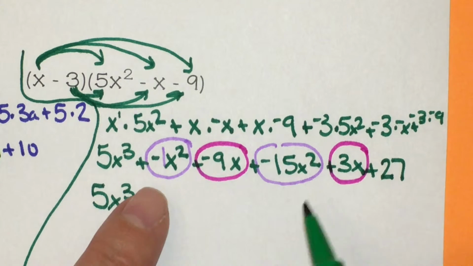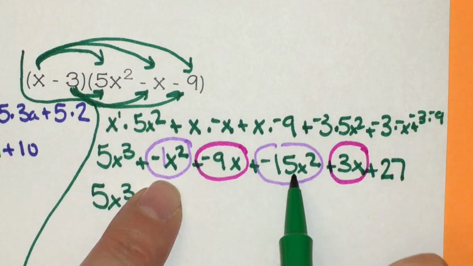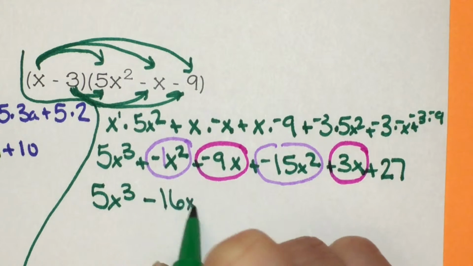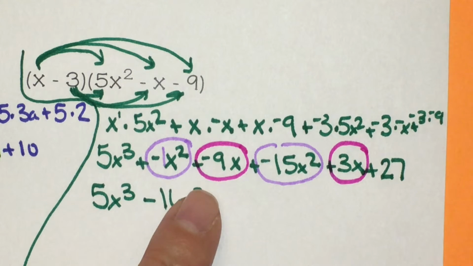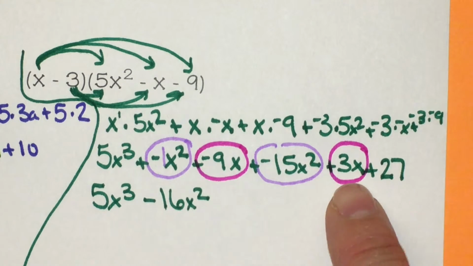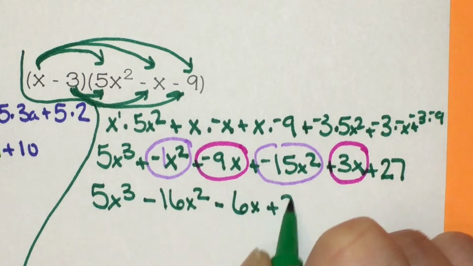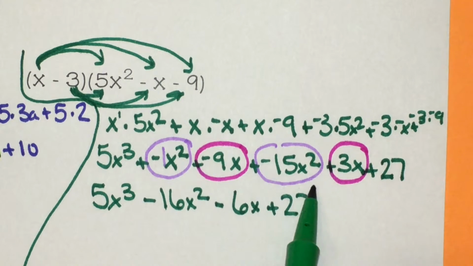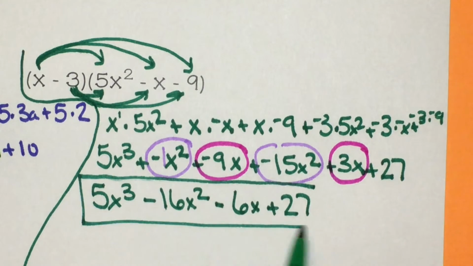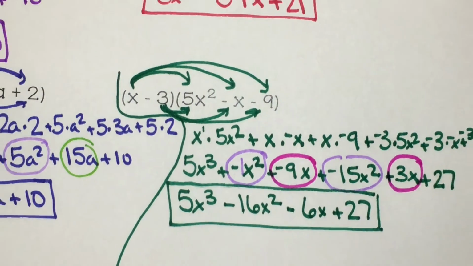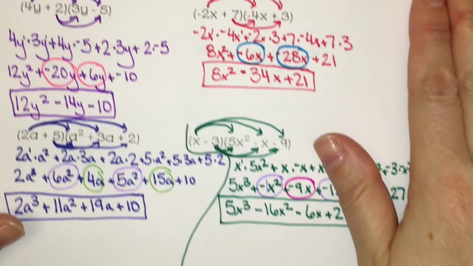All right, let's go for the x squared terms. Negative 1x squared minus 15x squared is negative 16x squared. We have a negative 9x plus 3x is negative 6x. Bring down the plus 27. That is our answer.